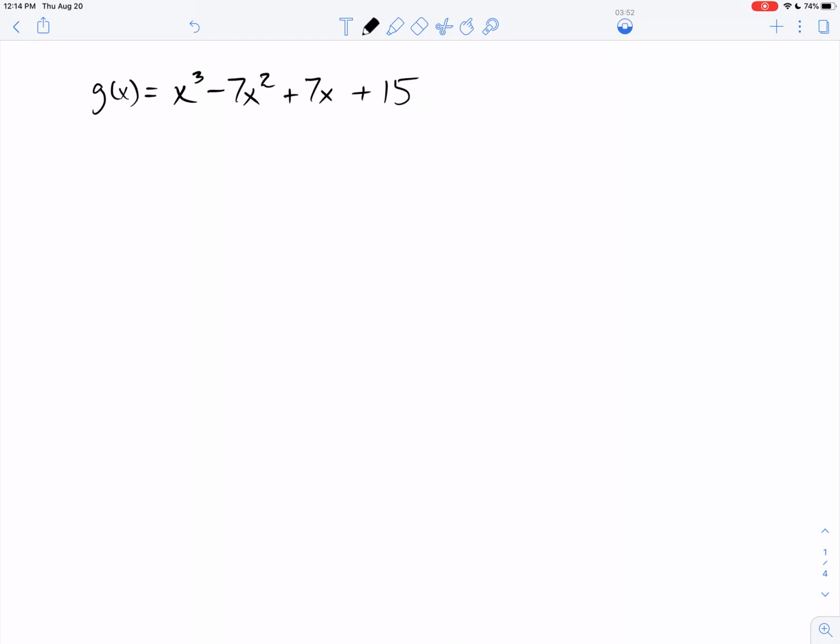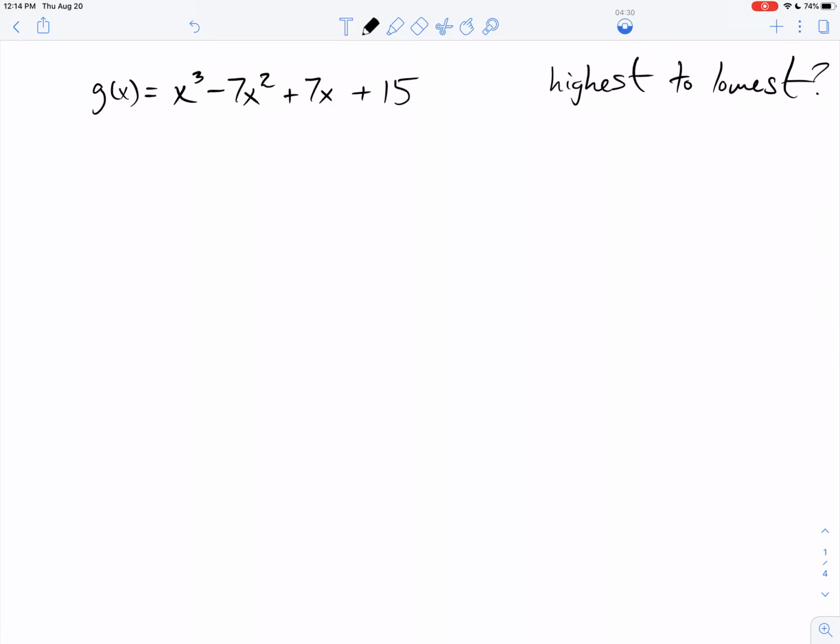There's a couple things that we have to do before we can use synthetic division. Number one, is it in descending order? Does it go from highest power to lowest power? And the answer for this one is yes. Are there any gaps? When I say gaps, I mean, are there missing powers? It starts with a max power here at 3. Then it goes 2. Then it goes 1. Then it goes none. It descends.